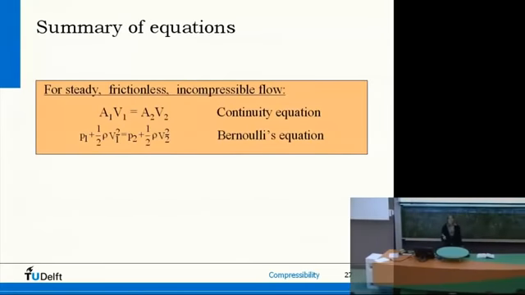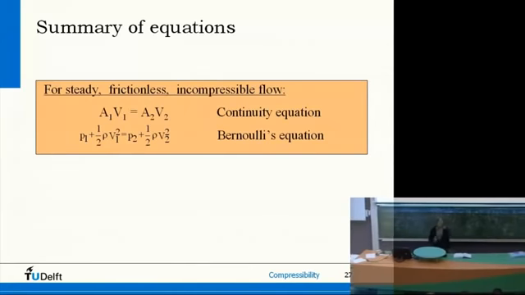So, summary of the equations. Incompressible flows, we don't bother about densities, we bother about pressures and speeds. So 2 equations, 2 unknowns. You might need the equation of state to get to rho, but we have V's and P's.